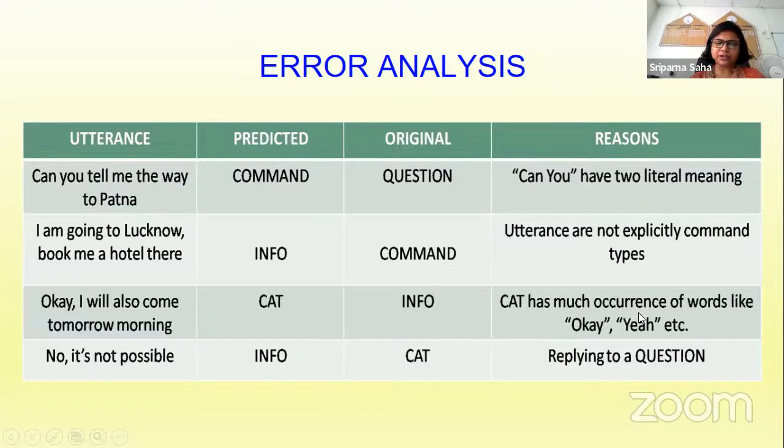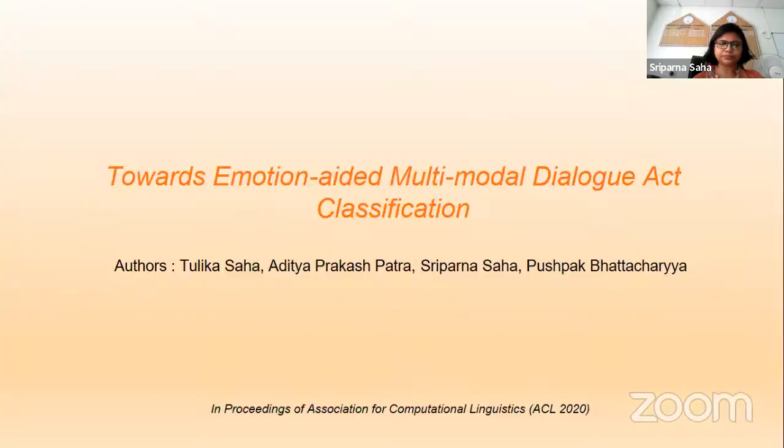So cat has much occurrence of words like okay, yeah, etc. No, it's not possible. So here the predicted is information and the original is basically cat. So it's replying to a question. Okay, so basically these are some error analysis. You can see that because of the presence of some other patterns, our classifier is not able to correctly identify them.